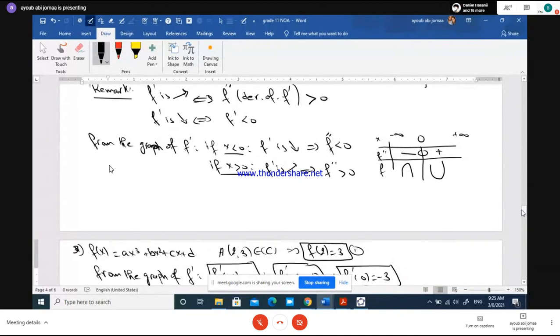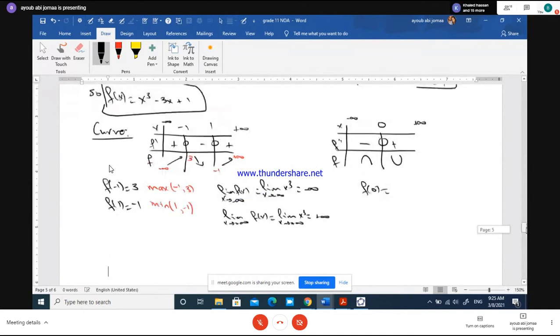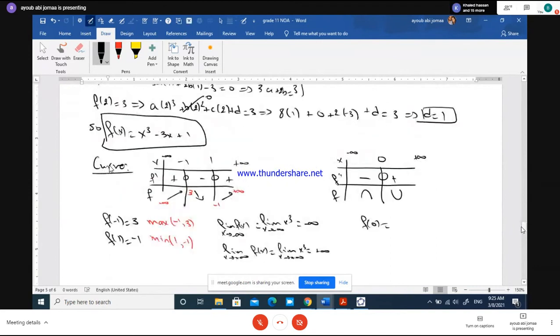I know that I have an inflection point at 0, but what are the coordinates of this point? It will be 0 something. In that part, we couldn't find this something because you don't have the function. Now, once you have the function here, you can replace x by 0 in f of 0: 0 power 3 minus 3 times 0 plus 1, which is 1. So the inflection point has coordinates 0, 1.